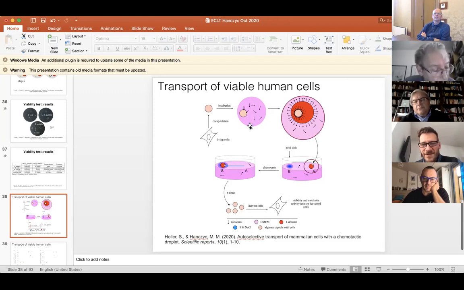So these are biosurfactants that are produced naturally by these cells. And then when you put in your droplet to transport this little capsule from A to B, you harvest these little capsules, you harvest the cells, and you do viability and metabolic activity tests. You know, are they still there? Are they still metabolizing? These kinds of things. And the good news is yes, for many cases, we can get this to work.